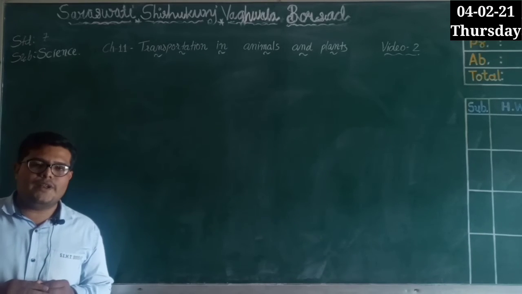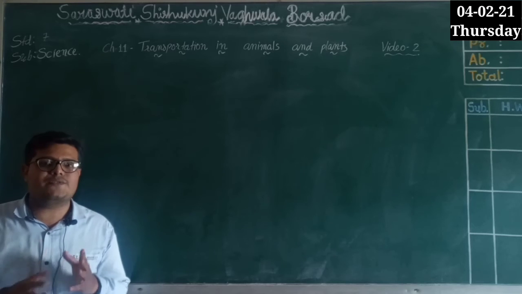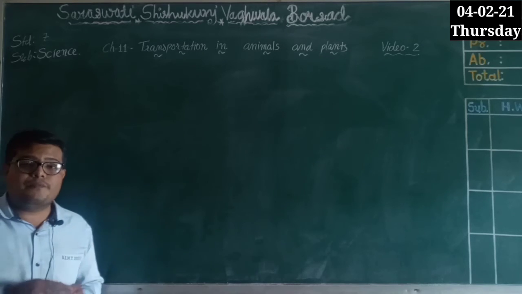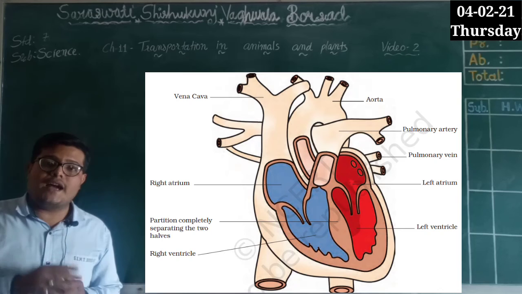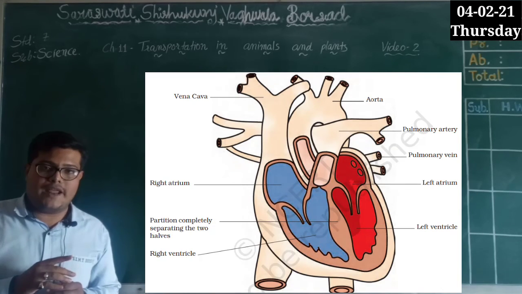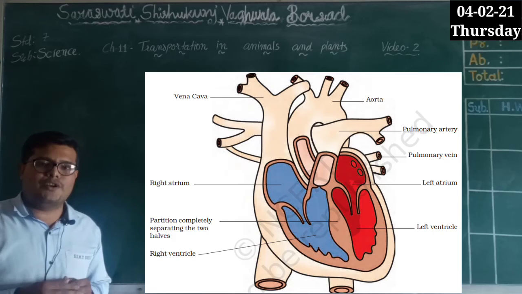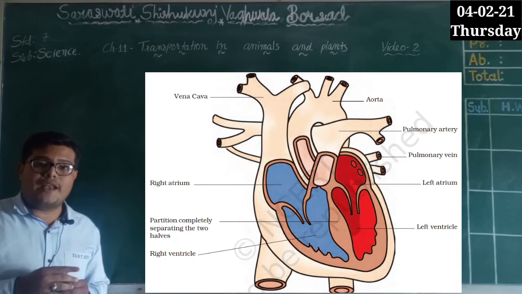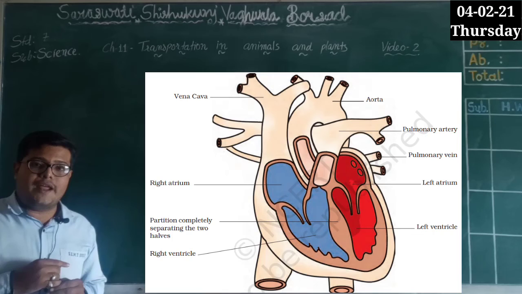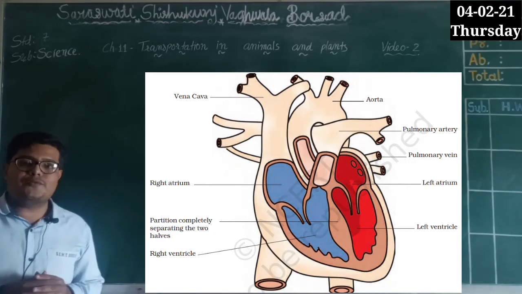So what did we learn today? The heart, which is an inseparable part of the circulatory system, right? So let's revise it quickly. If we start from the upper part of the heart, that is the vena cava and aorta. If you go downside, there is the pulmonary artery and pulmonary vein. If we go with the chambers, there are the left atrium and right atrium, left ventricle and right ventricle. So these are the parts of the heart.